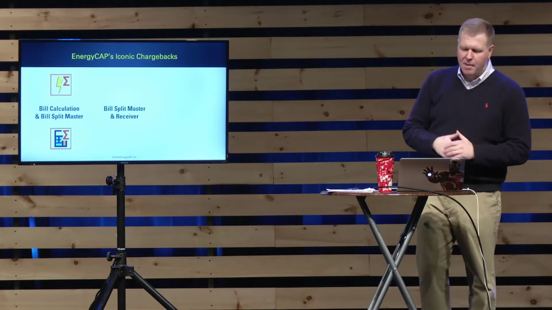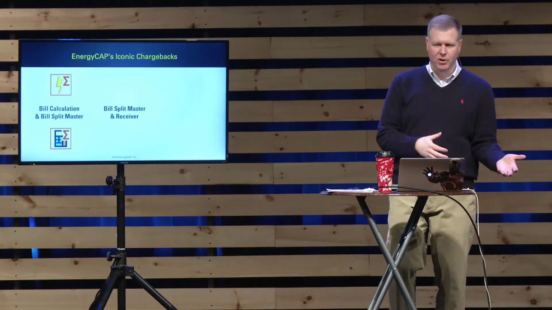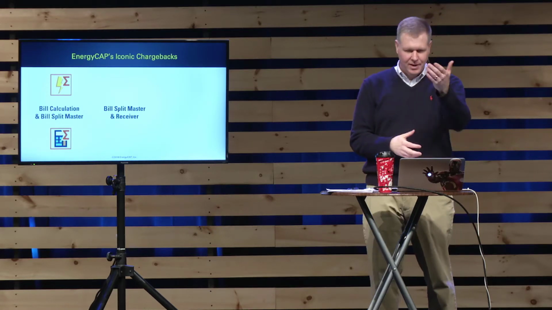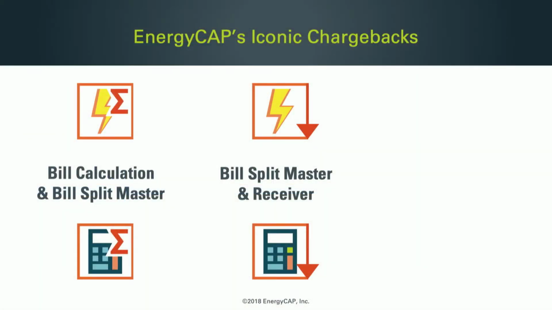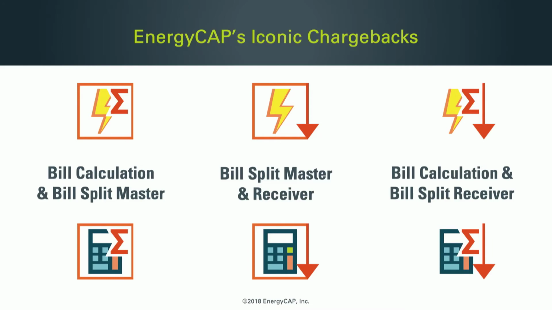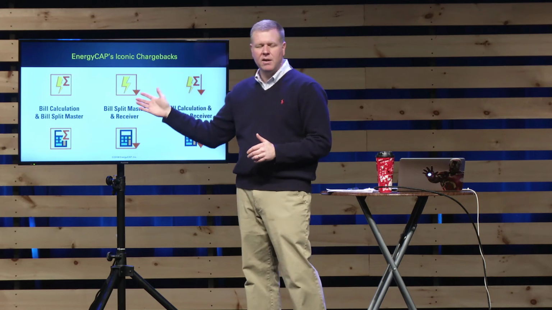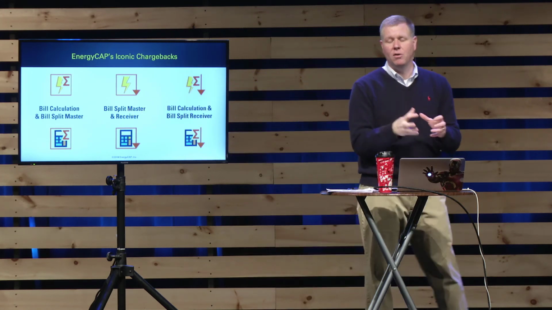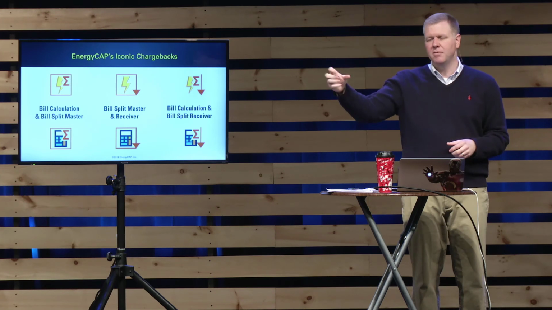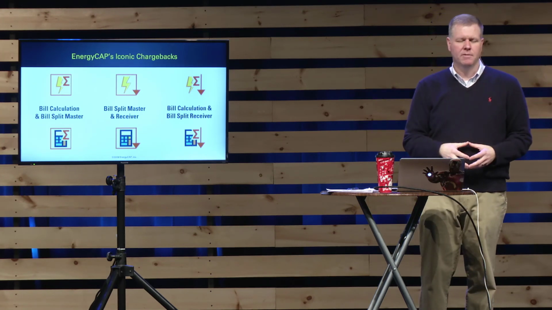Very good. How about a bill split master and a receiver? That's right, a box and an arrow, right? The box to indicate that it is a master, the arrow to indicate that it's also receiving bills. One more. What if you're a bill calculation and you are a bill split receiver? A sigma and an arrow. That's exactly right. Okay? So wherever you are in the application, at one quick glance, you can quickly identify if that particular meter is involved in some type of a chargeback, and whether it's maybe the parent of a chargeback or the child of a chargeback as well.